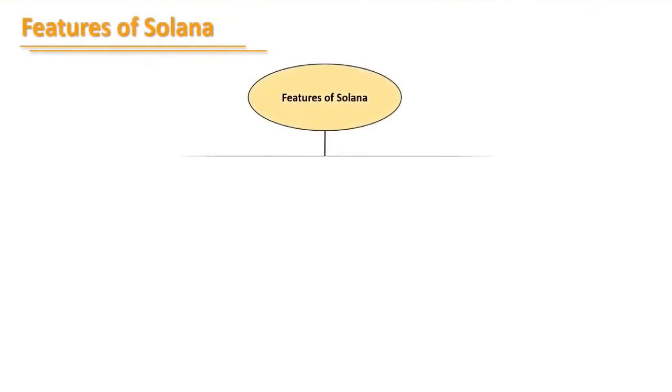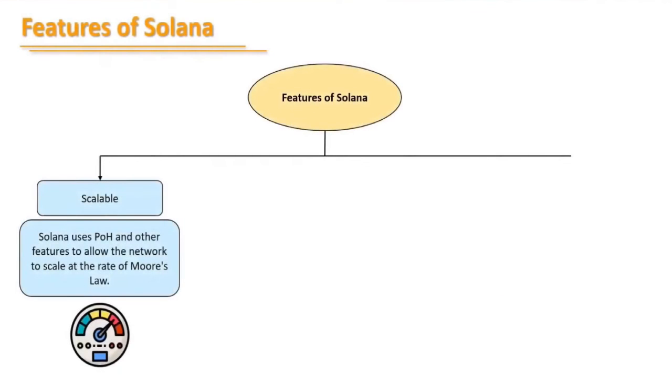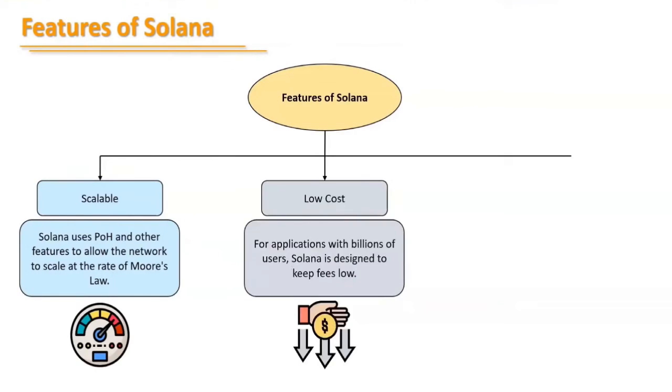Moving on, let's talk about its features, which make it unique and popular. Scalable. Solana uses proof of history and a number of other groundbreaking features to allow the network to scale at the rate of Moore's law. Low cost. For applications with billions of users, Solana is designed to keep fees low. So you will never have to worry about rising fees as your user base grows.